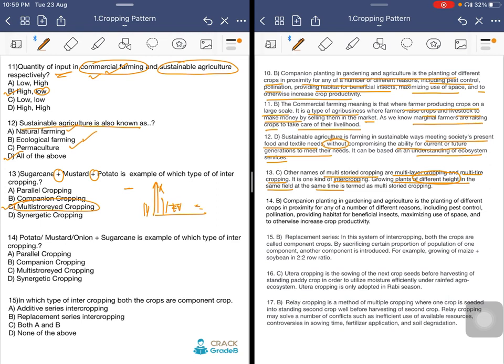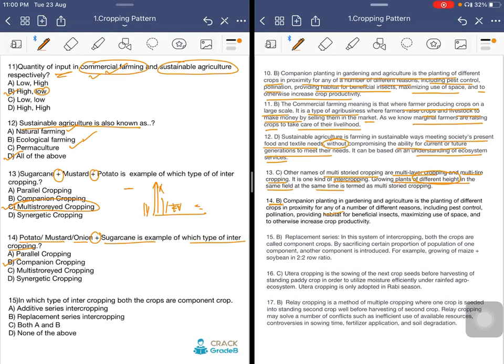Next, potato slash mustard slash onion plus sugarcane is an example of which type of intercropping? The answer will be B, that is companion cropping. I already explained what companion cropping is. Whenever the crops which are grown in a pure stand give equal production and productivity when they are together, it is called companion cropping.